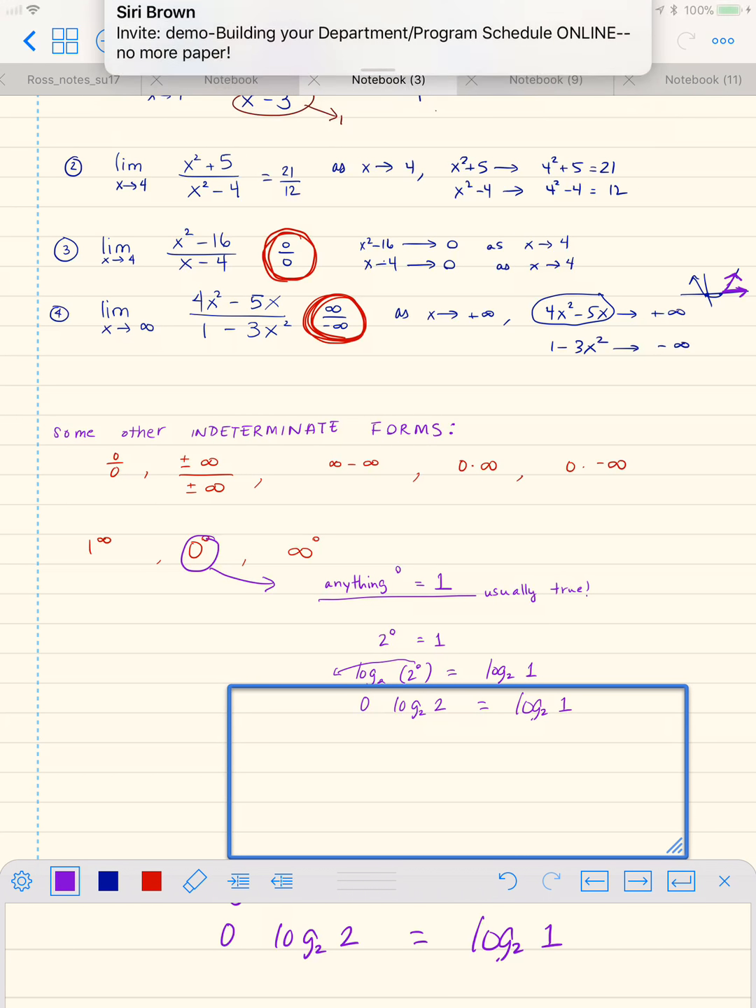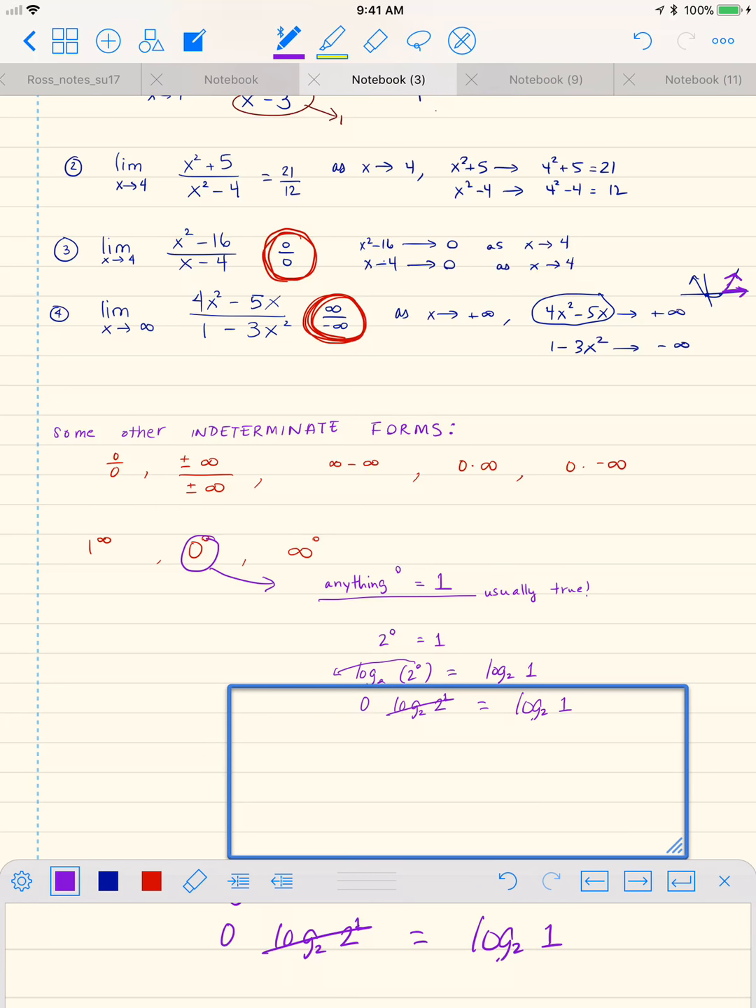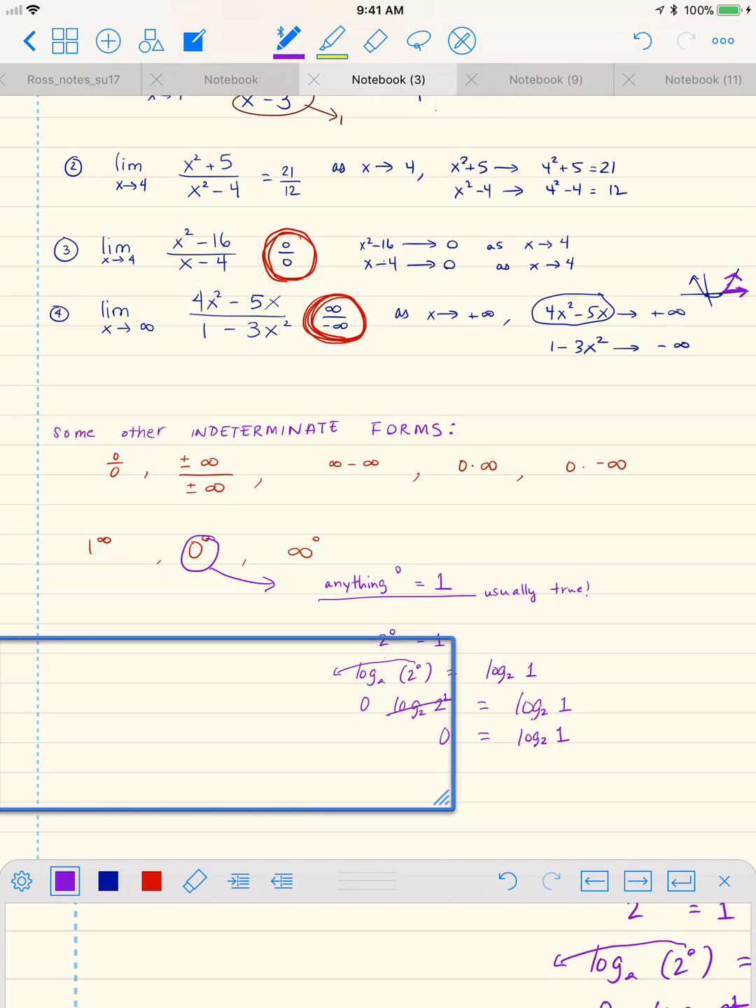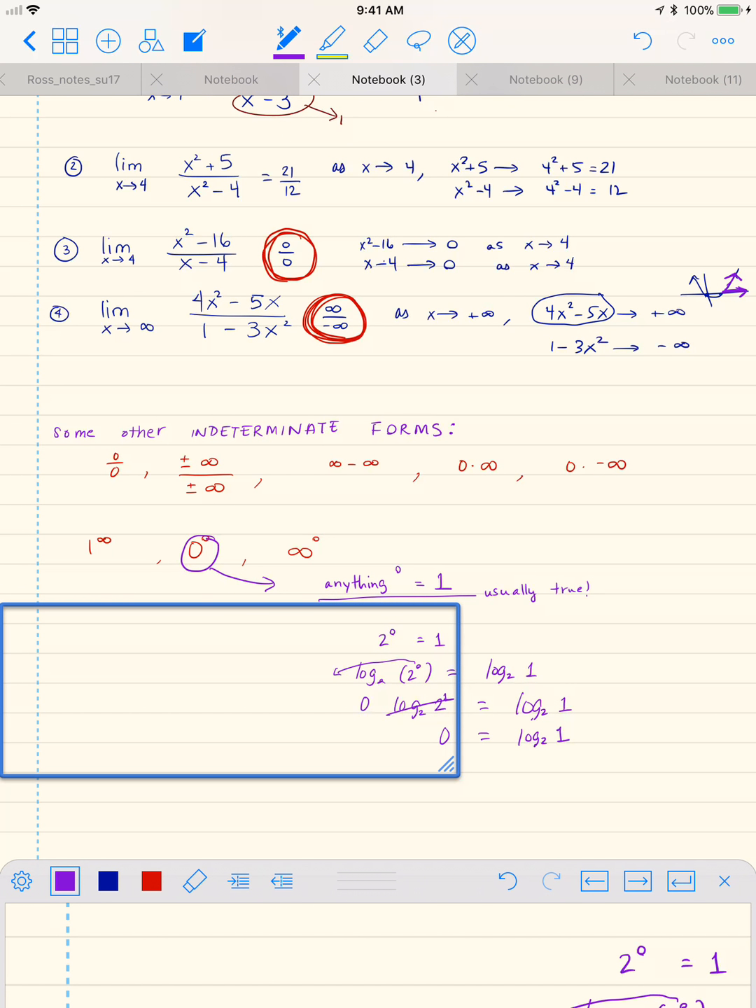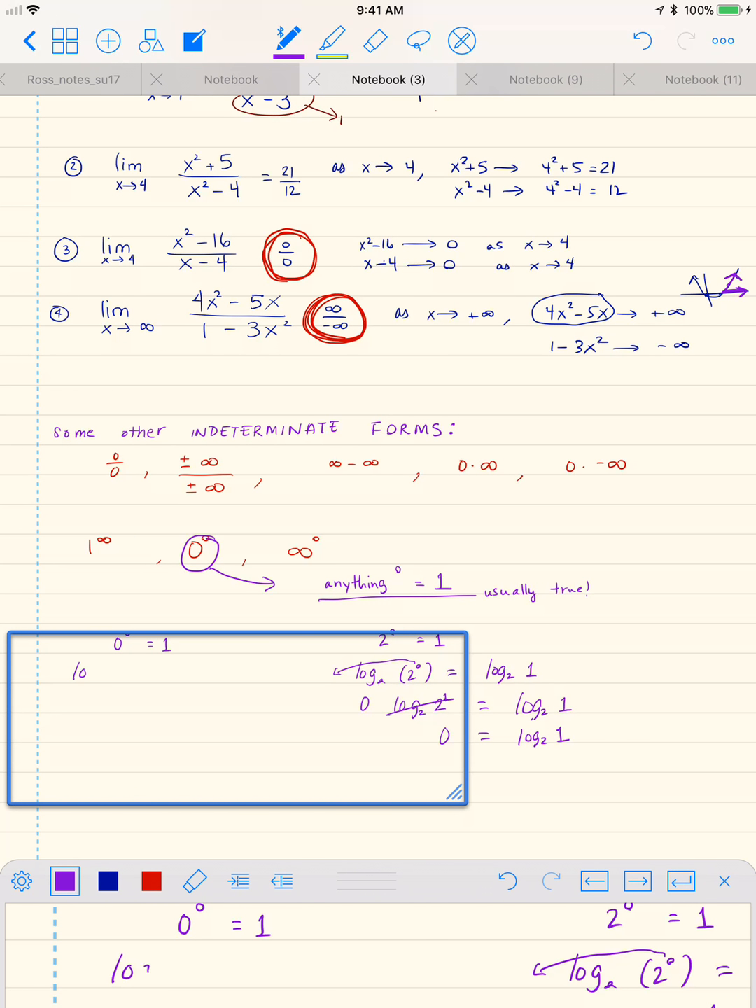And we know that log base 2 of 2 would cancel out and we would just get a 1, so we get 0 is equal to log base 2 of 1. If we try to do the same thing with 0 to the 0, so if you try to say 0 to the 0 equals 1, well now we should be able to take log base 0 of 0 to the 0 and say that's equal to log base 0 of 0.